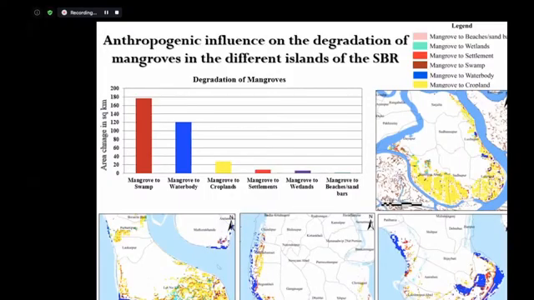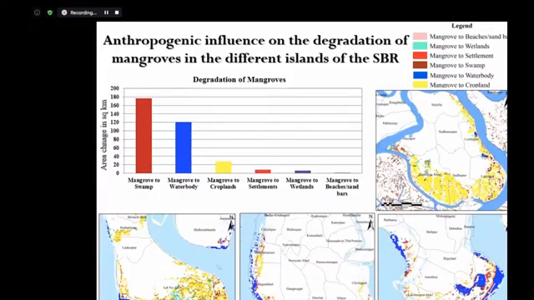And next is mangrove to water body. Mangrove to water body is obviously due to sea level rise, or maybe land degradation or subsidence of land, or erosion, because of the distribution of water, the speed of water, or sedimentation. All these things are causes of mangrove degradation.